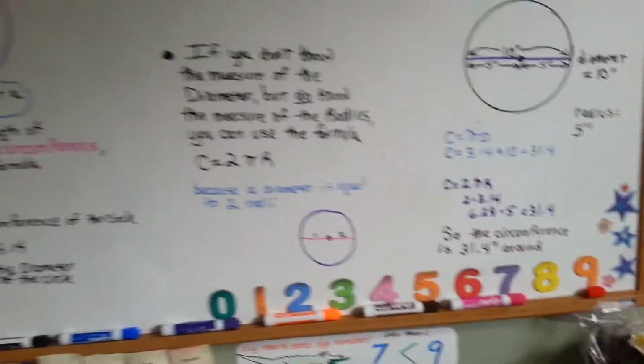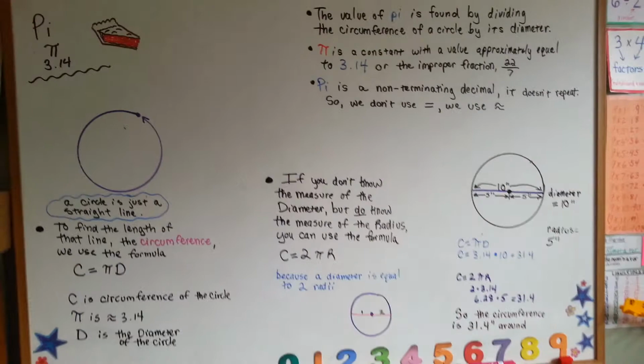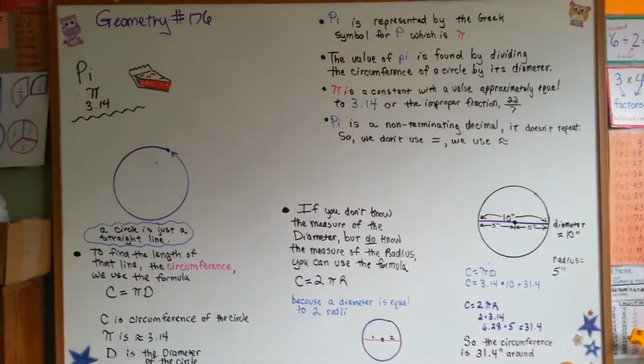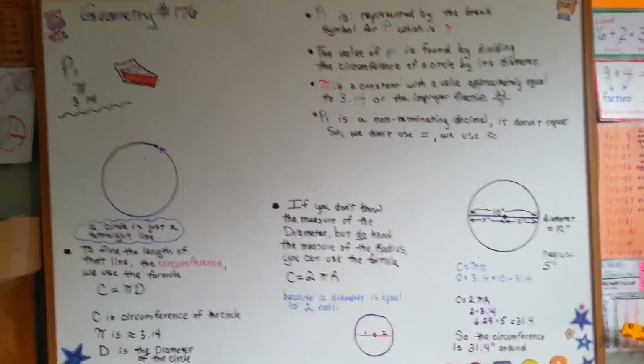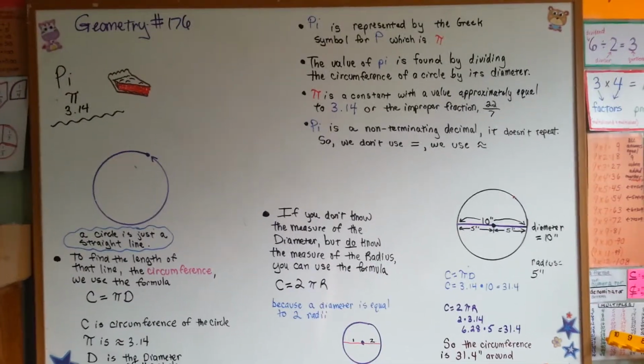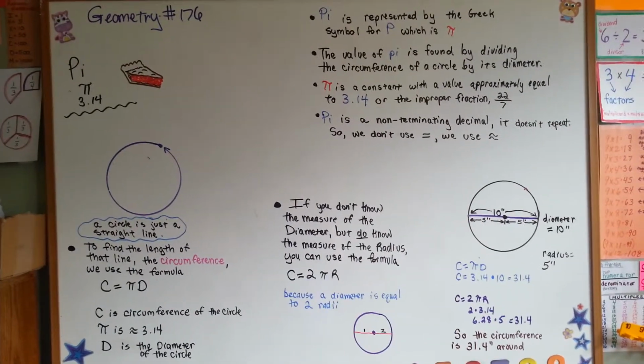So that is pi. That's how to find the circumference of a circle, and that's a cherry pie. See you next video. I hope this was fun.